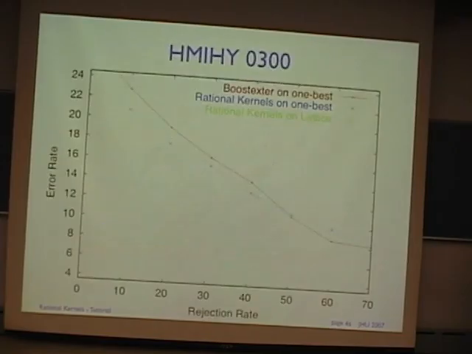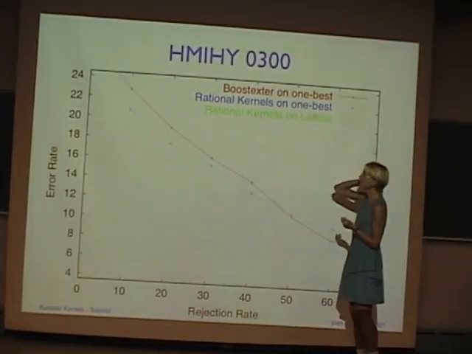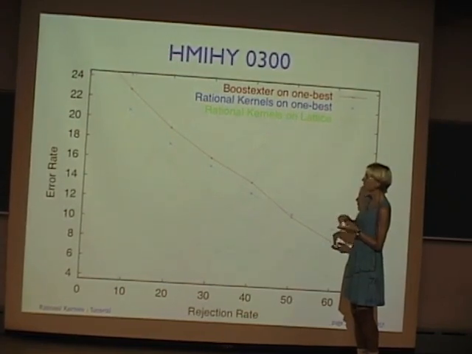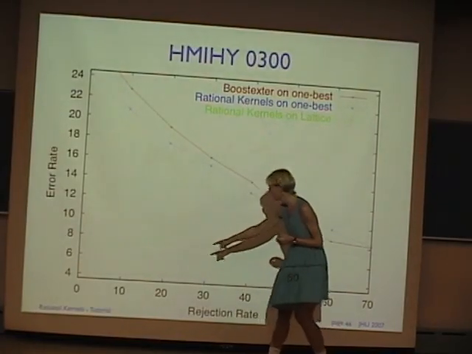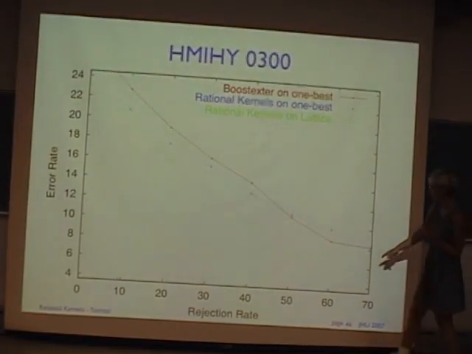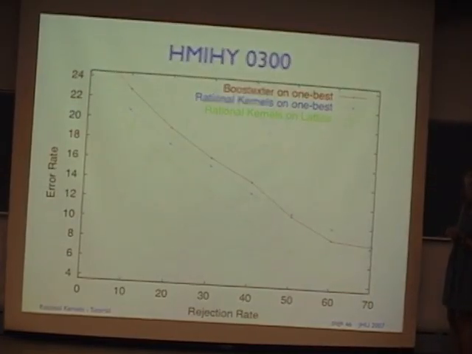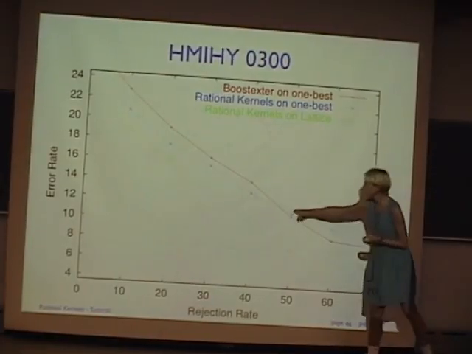So this is just a comparison for how we did, and of course we did better, because otherwise I wouldn't be giving this pitch for rational kernels. Standard techniques from AT&T at least was BoosTexter, where you're boosting on the occurrences of the phonemes in the lattice. That is our baseline. Here we have a rejection curve, the error rate as we reject more and more of the data. You start out by just keeping everything, and then you get more and more certain about what you keep, and therefore you lower the error rate. So this was our baseline.